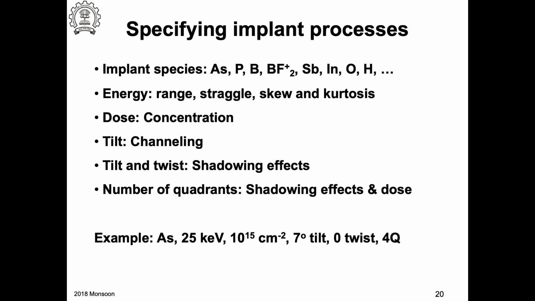You also can specify the number of quadrants. If you specify one quadrant, then you get these asymmetric devices. This is also possible. So this is one example: you say I want to implant arsenic, this is the energy, total dose, tilt, zero twist, 4 quadrants.